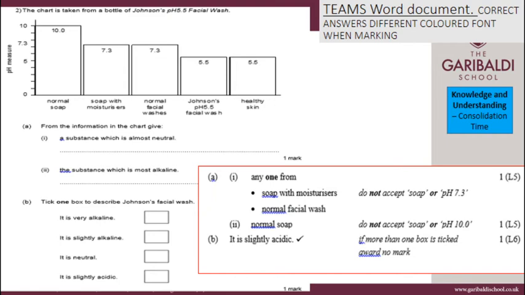You can see it says do not accept soap or pH 7.3. You have to be very specific when you're answering in science. The next one, the substance which is most alkaline. If you said normal soap, excellent. You've got that correct. And then part B, tick one box, describe Johnson's facial wash. You want to say it is slightly acidic, because you can see it has a pH of 5.5, which means it is slightly acidic.